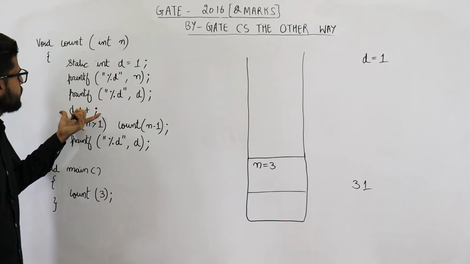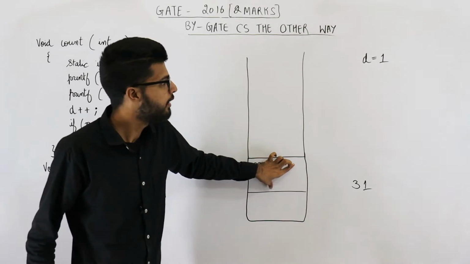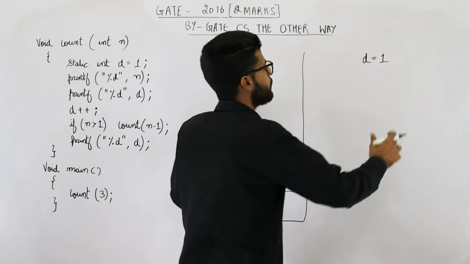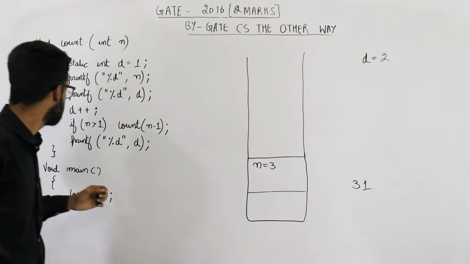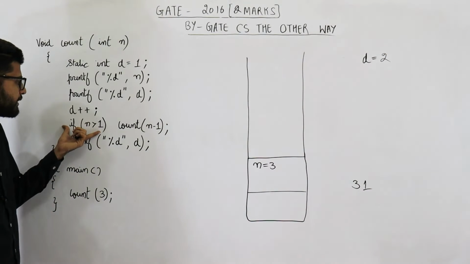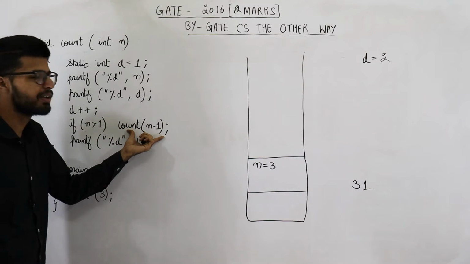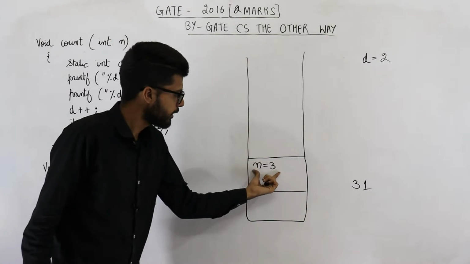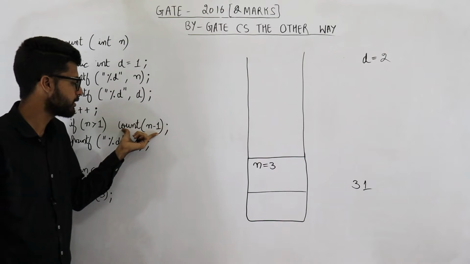In next line, you have written d++. Similarly, first you will look here. There is no variable d. Then look here. Yeah, there is a variable d. Increment it. So d now becomes 2. Then you have written if n is greater than 1, call the function count, pass n minus 1. So 3 is greater than 1. That means this condition is true. So this function will be called.